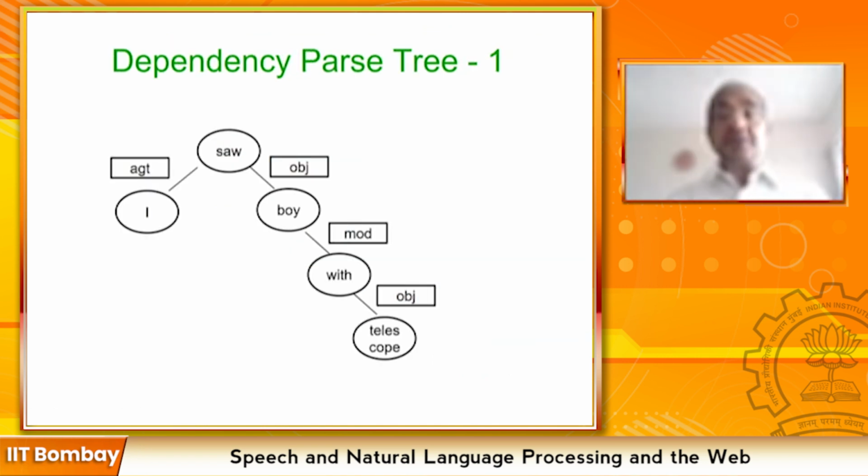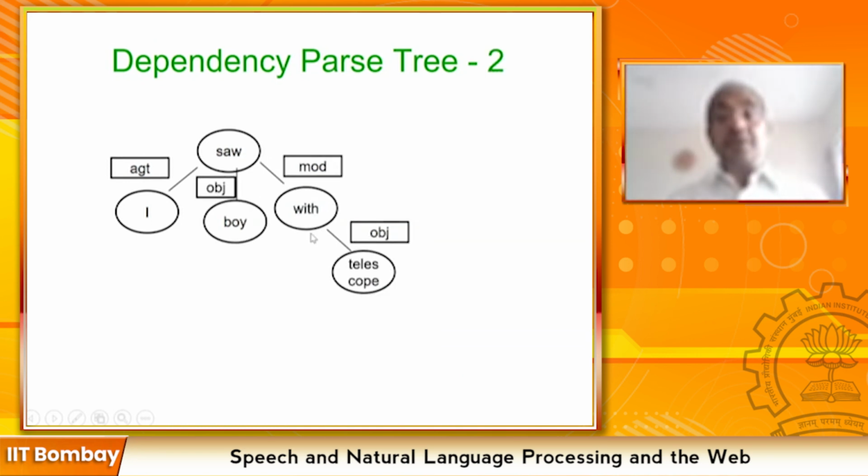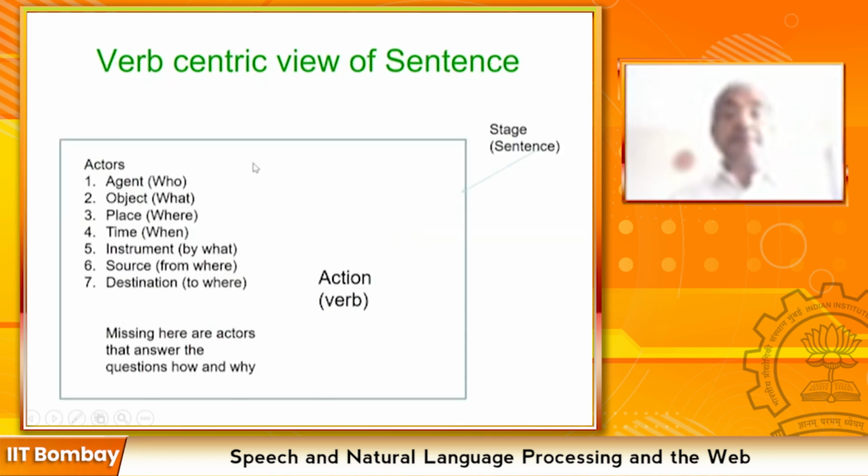Now, a dependency parse tree also produces two different parse trees. "Boy with telescope": here the boy holds the telescope. And "saw with telescope": here the telescope is attached to "saw", which means I hold the telescope as an instrument.